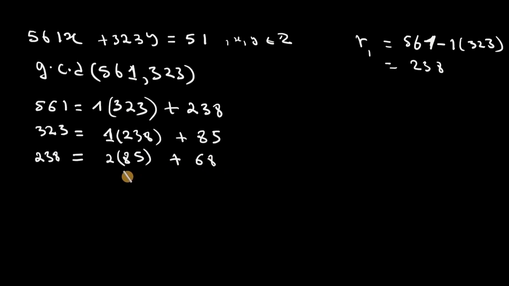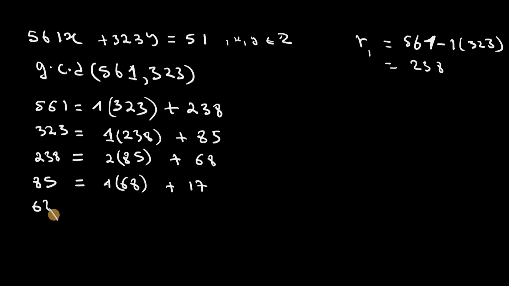I bring the previous divisor here, that's 85, and then I bring the previous remainder here, that's 68. 68 can go into 85 one time, and then the remainder here is obtained by taking 85 minus this product, 68, which is 17.